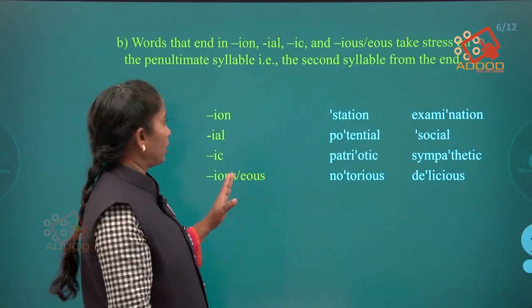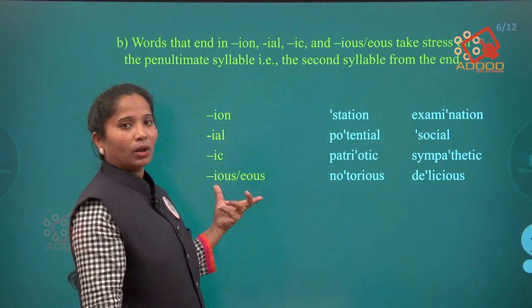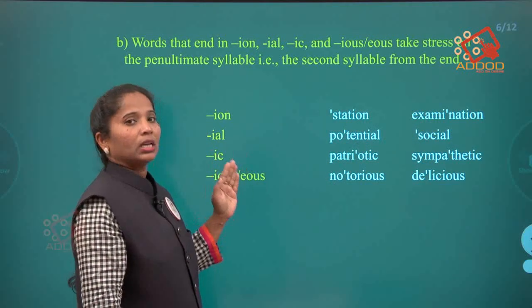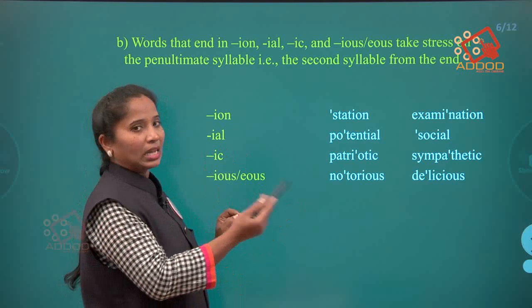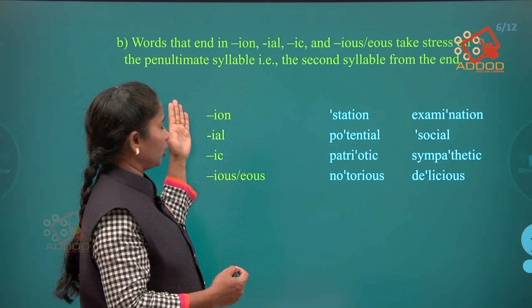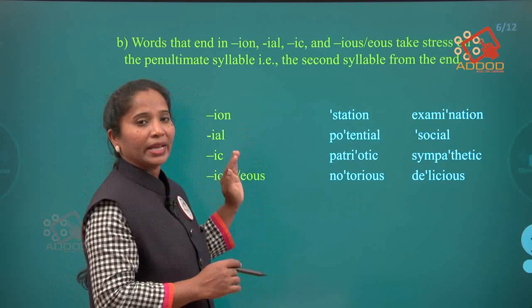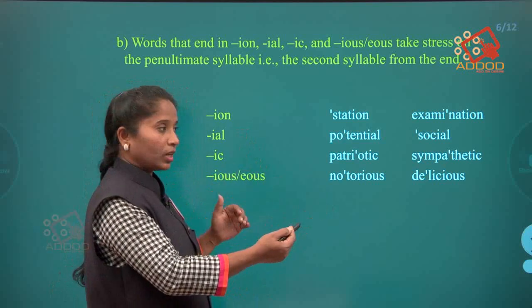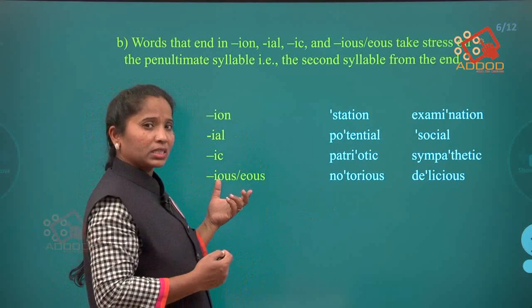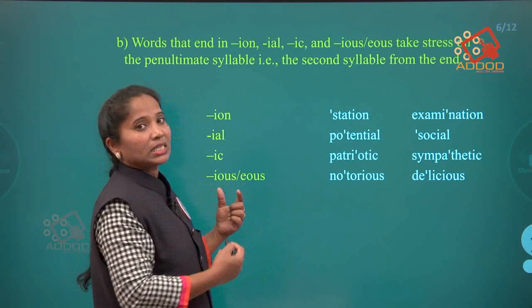Again, suffix. Whenever you find a suffix like ion, ial, ic, ish, ious, okay, with 2 different spellings, then you have to place the stress mark on the second syllable from the last. Previously, whenever you get ee, eer, you have to place the stress mark on the last syllable. Now here, whenever you get a suffix like this, you have to place a stress mark on the second syllable from the last.